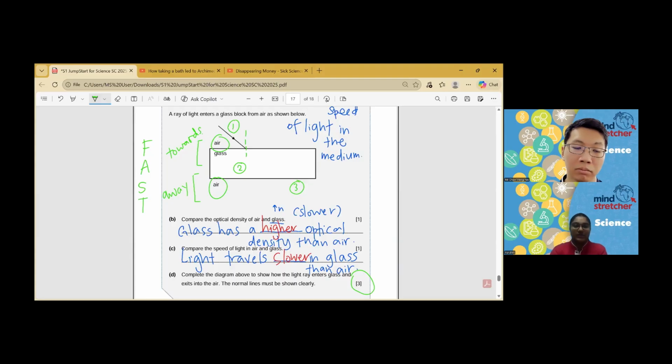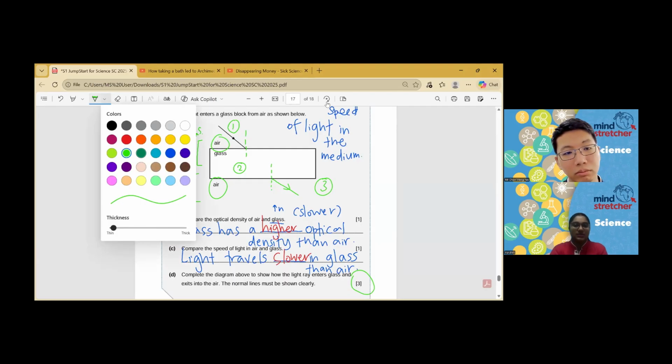Okay, so let me tell you that this is only an estimation, so please make sure yours is accurate enough. Okay, so every single time you draw your ray, please make sure you have a normal. Okay, ray here, and the ray that's going to come out has to be parallel. Okay, you can use your ruler and try to make it as parallel as possible. I hope mine is parallel enough. Okay, so in and out parallel because it's the same medium, but in the middle, as we have found out, towards. So what is towards?